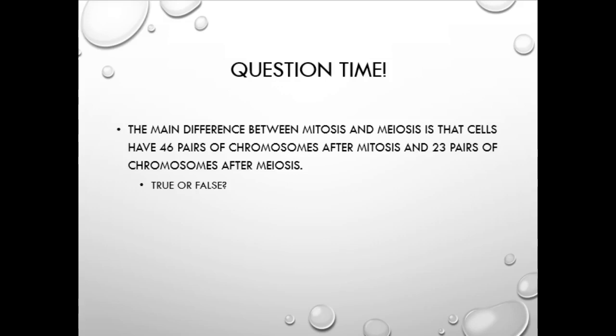Question time. The main difference between mitosis and meiosis is that cells have 46 pairs of chromosomes after mitosis and 23 pairs of chromosomes after meiosis. I want you to read every word before you answer.